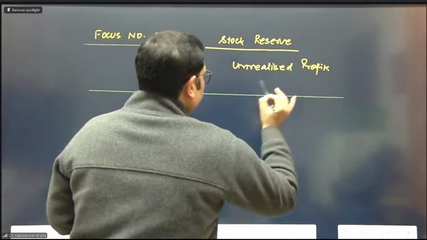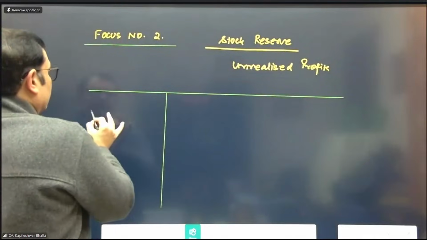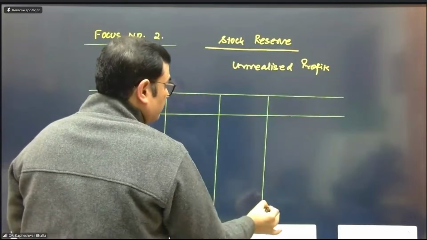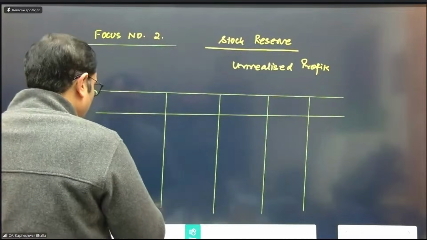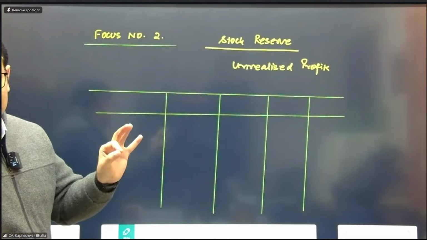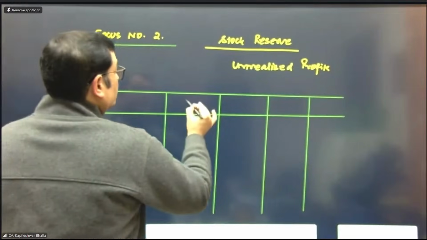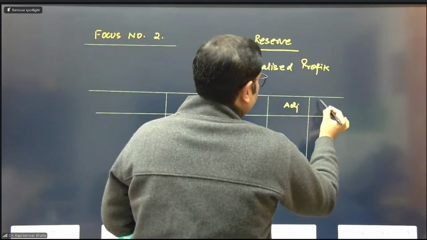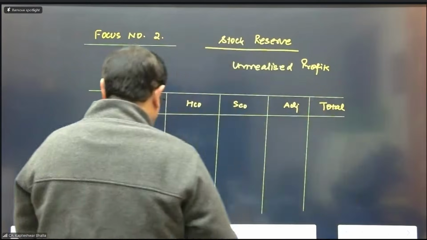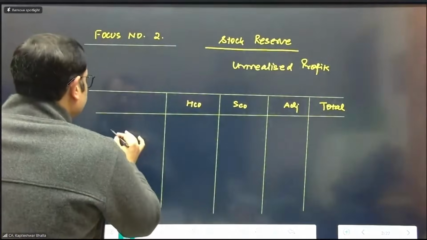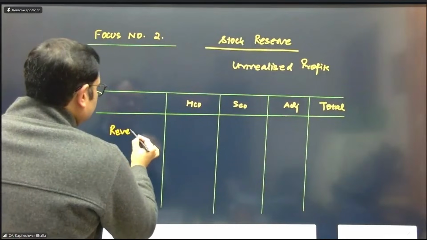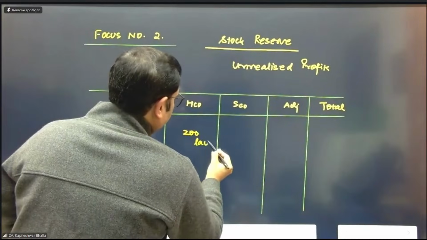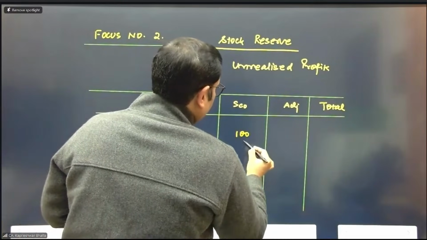So let's say I'm making a consolidated income statement. Let's consider a few columns, one for the holding company, one for the subsidiary company, one for the adjustments, and one for the total. So we're going to make a columnar income statement in this case, where the total is the consolidated income statement. Now, let's consider the revenue, that is the sales. Let's say the holding company has a sale of 200 lakhs. Let's say the subsidiary has a sale of 100 lakhs.